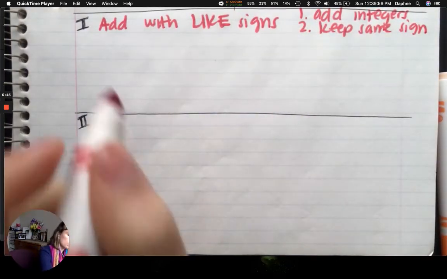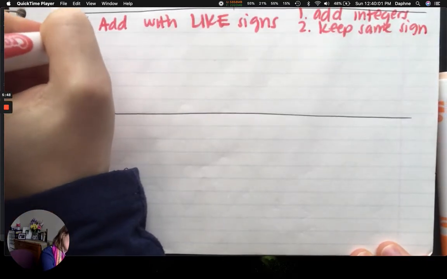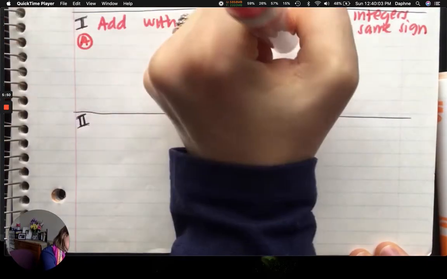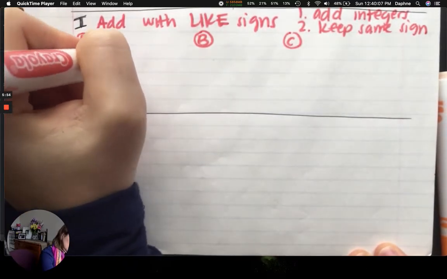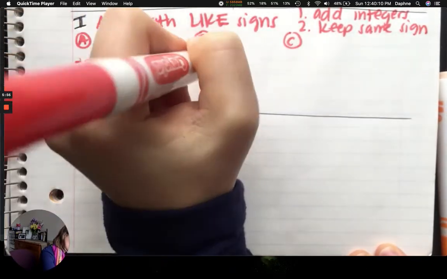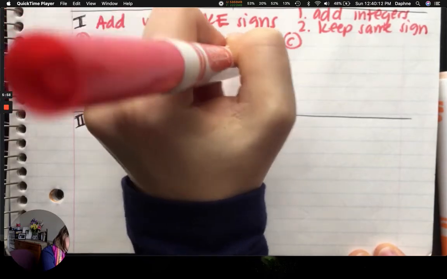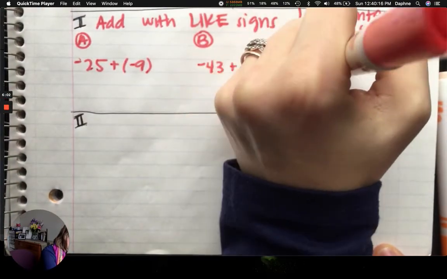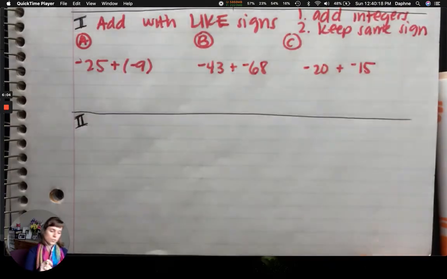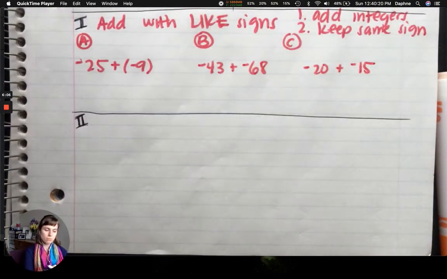So our examples, we have 3 examples, A, B, C. If I have negative 25 plus a negative 9, negative 43 plus a negative 68, and negative 20 plus negative 15. So these are our 3 examples.